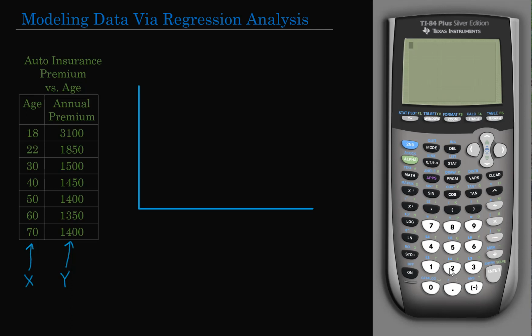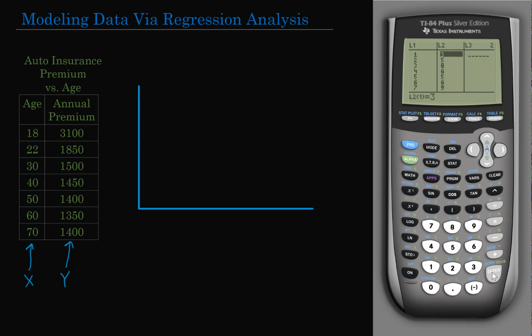In order to plot the data, the first thing I'm going to do is I'm going to come to Stat, which is in the second row, third button. Then notice I have 3 options across the top: Edit, Calculate, or Tests. We won't be using tests in this particular class, but we will be using Edit and Calculate. For right now, I want to edit, so I can either choose option 1 on the keyboard or just press Enter.